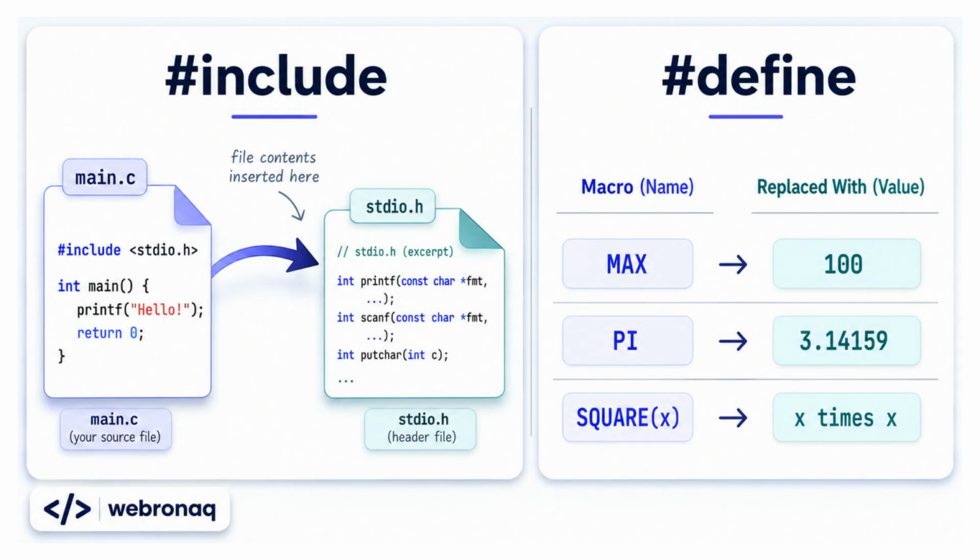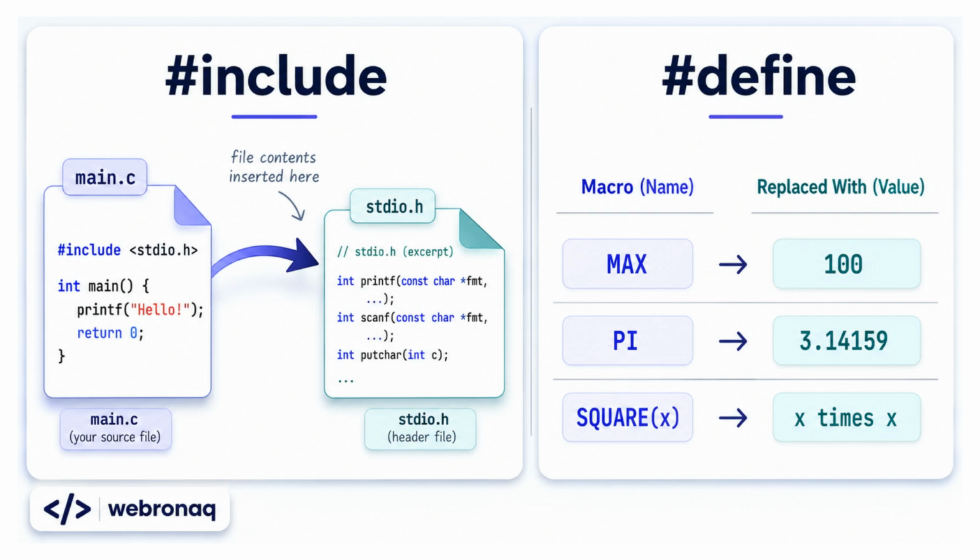Now, the two directives you will use in almost every C or C++ program. First is #include. When the preprocessor sees this, it finds the specified file and pastes its entire contents right at that line, before the compiler ever sees your code. That is how functions like printf become available. You are literally inserting another file into yours.